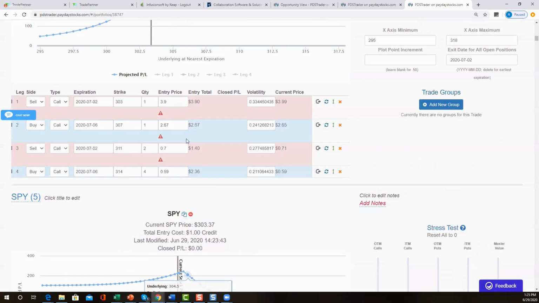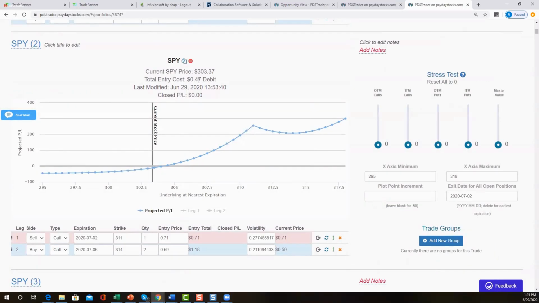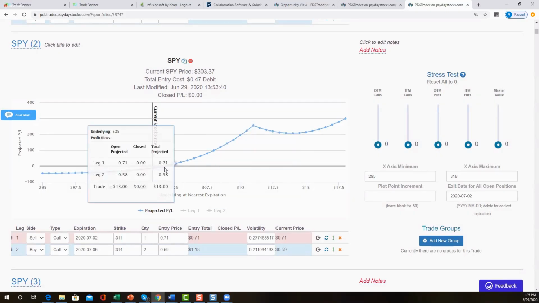Here it is. This is 311, 314, a debit of 47. So that's where we're in at on one of them. We're in a debit of 45 on another. And this shows at 305, it shows about a break even. Okay, probably going to lose a little bit of money by that time. Not a lot, but probably $10, $20. So if the market goes nowhere, we stand to make a substantial amount of money on this trade.